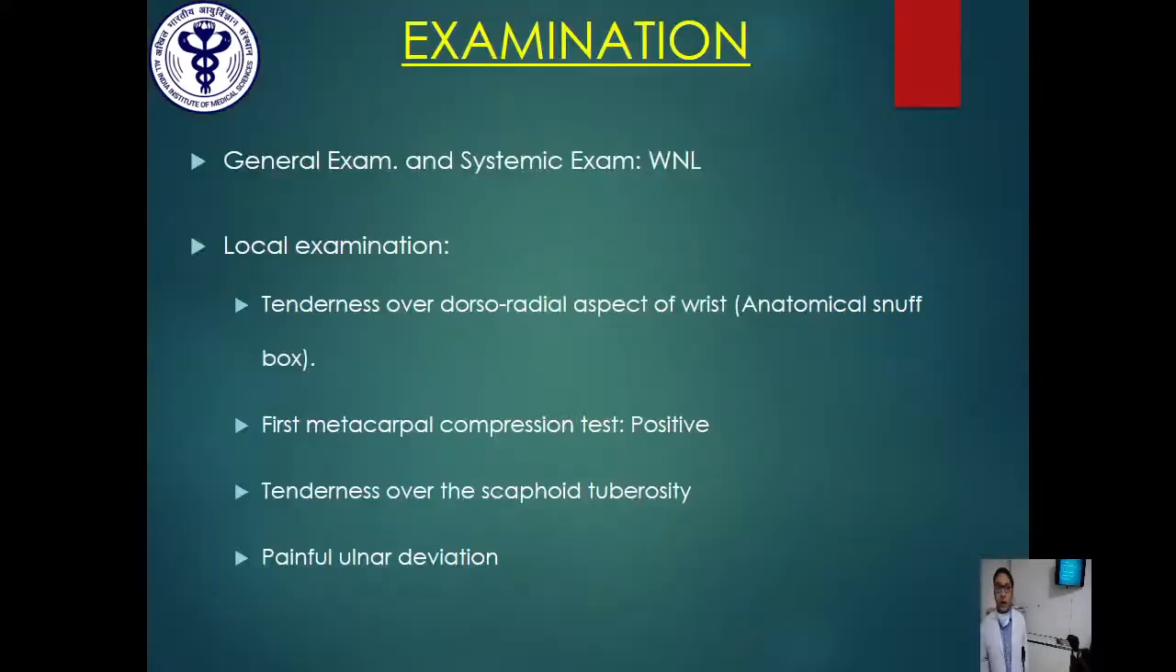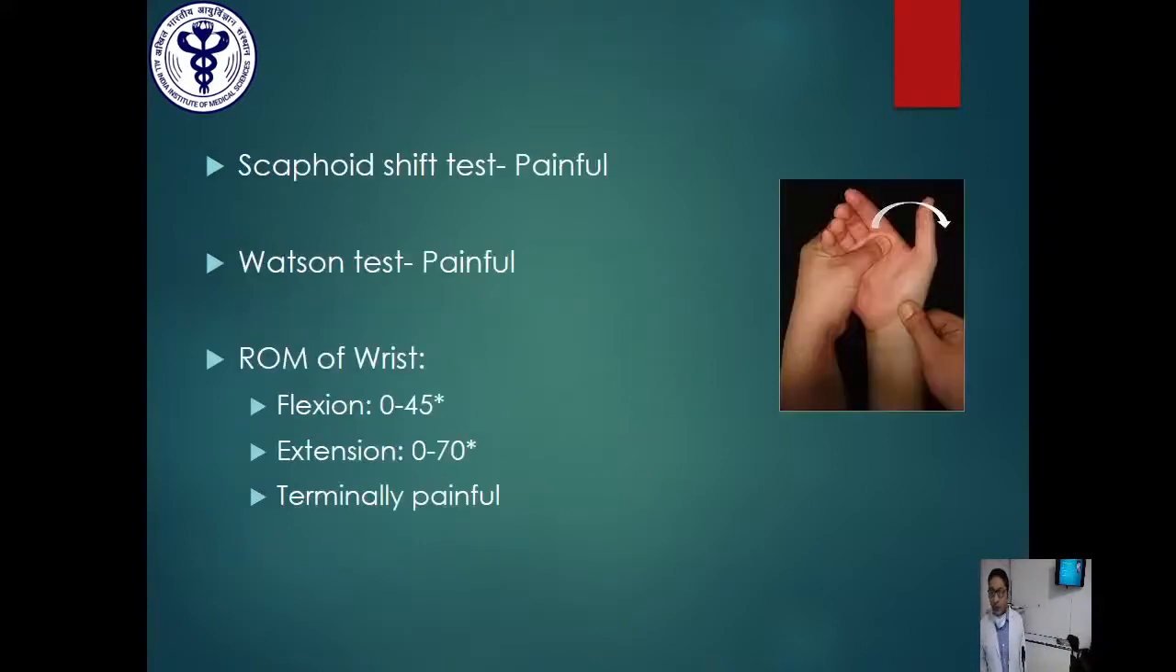We conducted a general physical examination. There was no abnormality. On local examination, we found that there was tenderness over the dorso-radial aspect of the wrist, commonly known as the anatomical snuffbox. The first metacarpal compression test was positive. There was also tenderness over the scaphoid tuberosity, and the patient also had a painful ulnar deviation. We did some specific tests, including the scaphoid shift test and Watson test, that were painful.